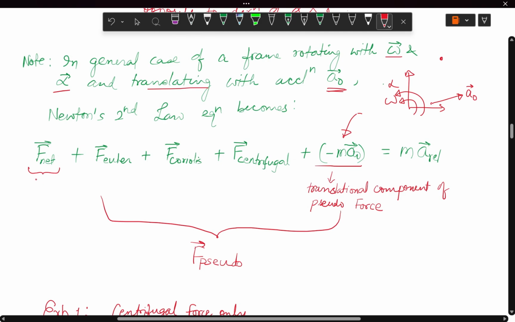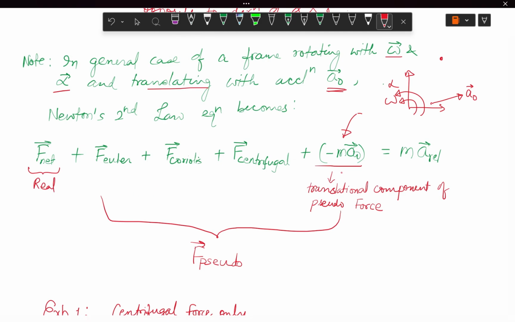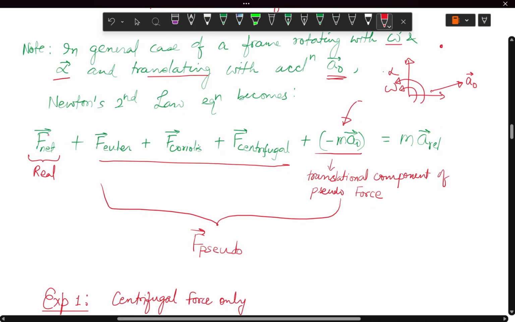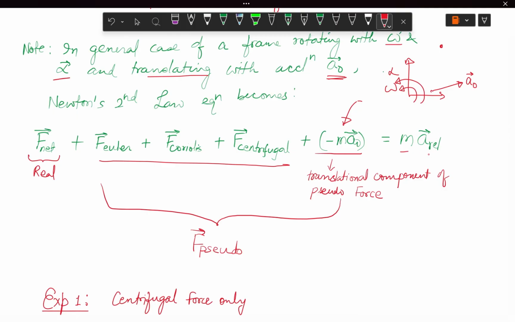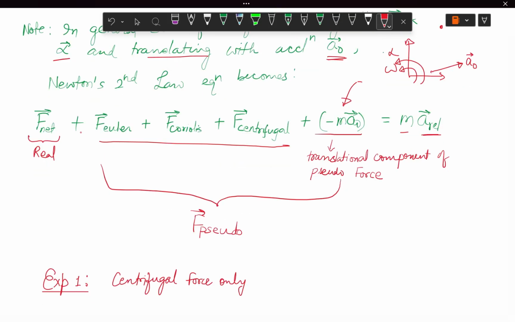This is the real force, plus this pseudo force. So 4 components of the pseudo force will be there: 3 rotating components, and another one is the translational component of the pseudo force. So the real force plus the pseudo force is equal to mass times the acceleration of the particle with respect to this frame, which I have written as relative.